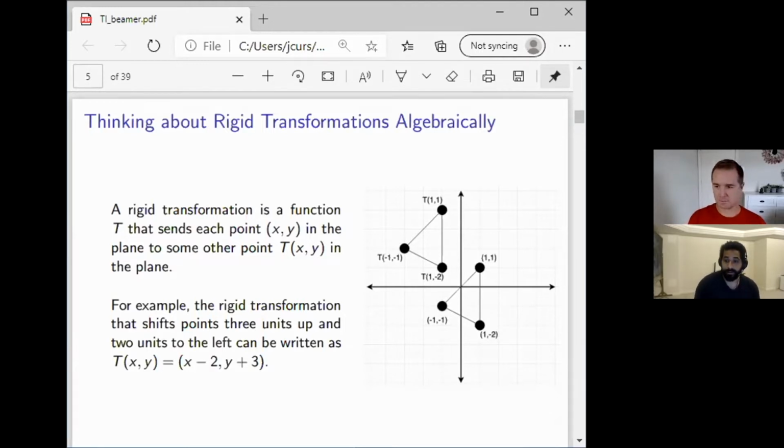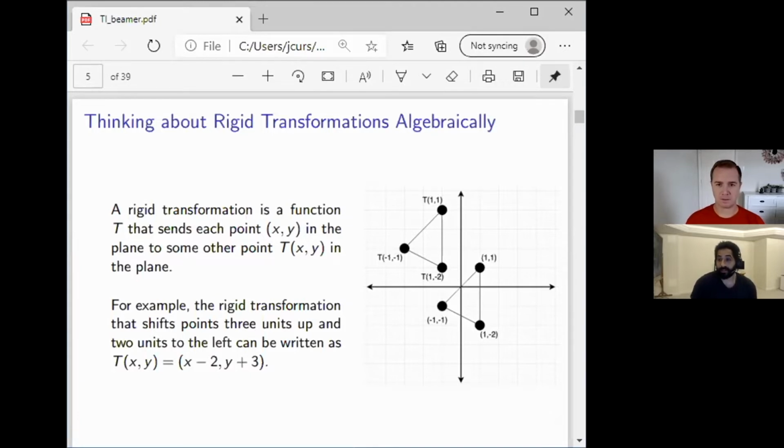And so one example, which we've already looked at a little bit, is rigid transformations that just shift things. So for instance, if you look at the picture on the right, one rigid transformation might just be the one that shifts things up 3 units and 2 units to the left. And so algebraically, this would be represented by T of (x, y) equals (x minus 2, y plus 3). And if you look at what we've drawn in our Cartesian plane here, we start with this triangle, and you can see that each of these 3 points has been shifted 3 units up and 2 units to the left.